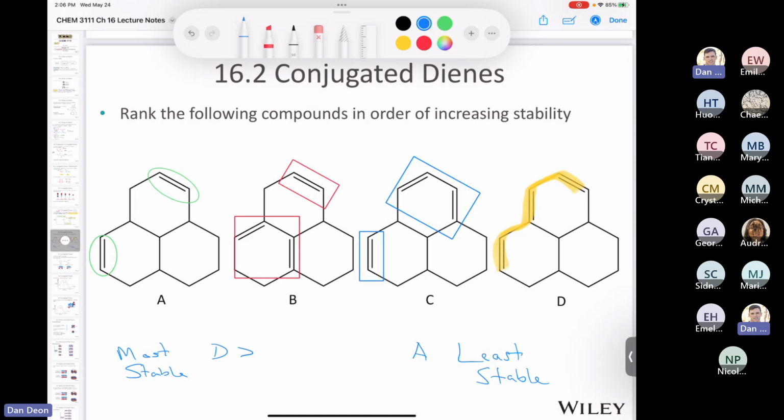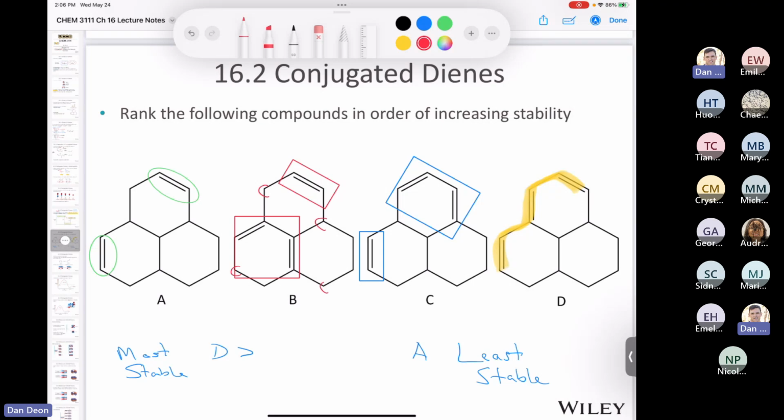Well, it's going to be based on substitution. If you remember in chapter 8, the more substitution you had on an alkene, the more stable it was. And so if we compare B and C, if you look at the diene or the conjugated portion in B, you see that's connected to a carbon here. Well, maybe use my red pen, right? That's connected to a carbon here, here, here, here, right?